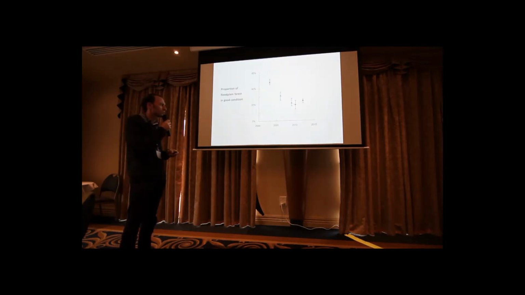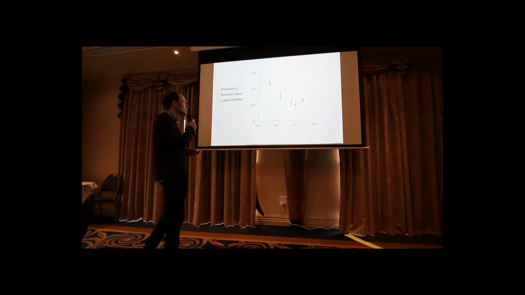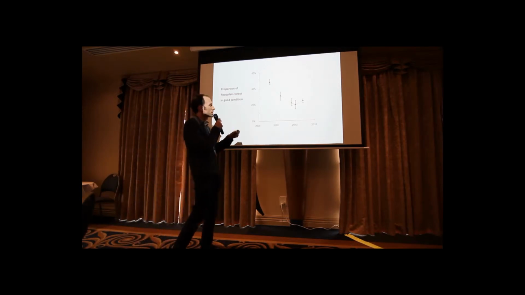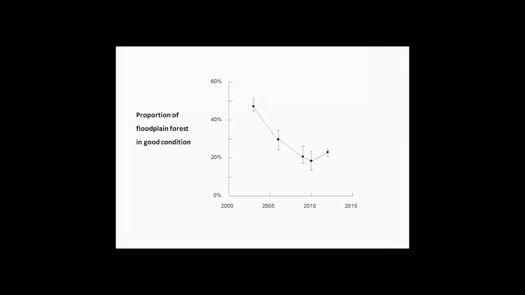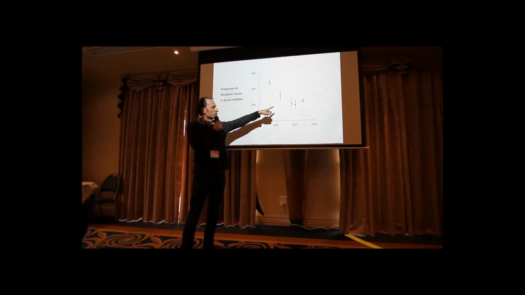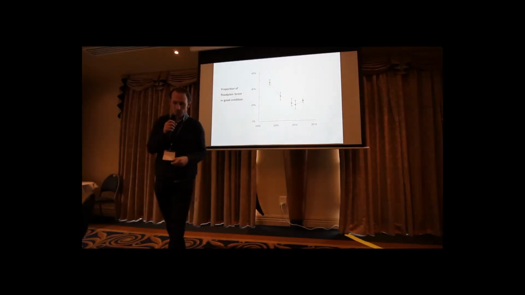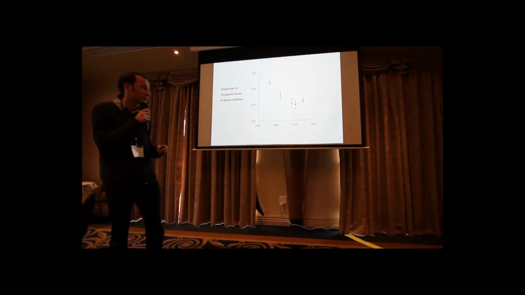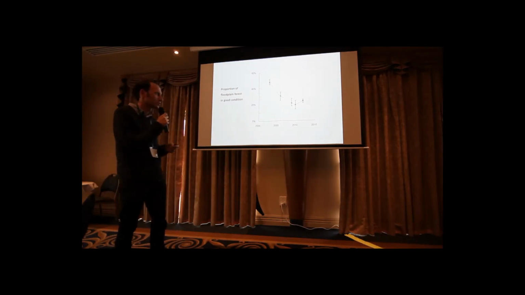So just to summarise that sequence of events, the temporal sequence: you started up in 2003 with 50% good forest, and then you've got quite a steep decline in 2006, getting down to around 30%, and then towards the end of the drought, you sit here at the 20% mark, and the recent floods seem to have not made a huge change in condition across these forests.